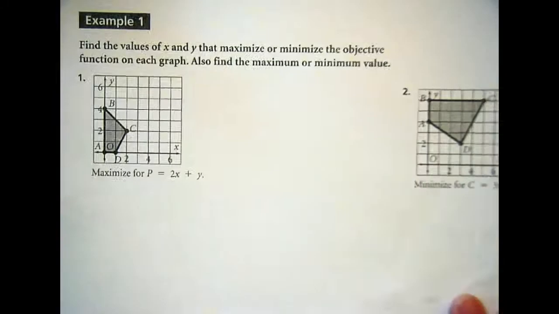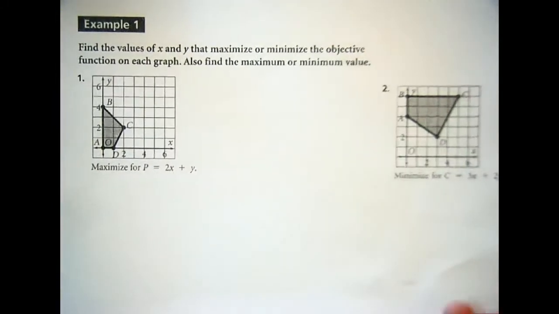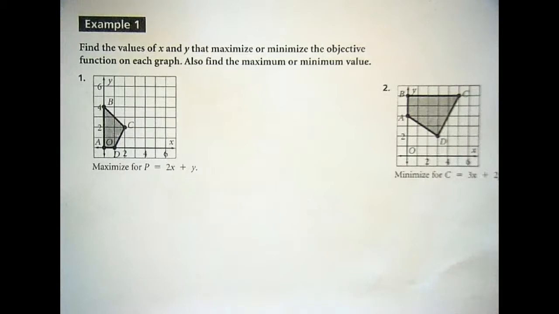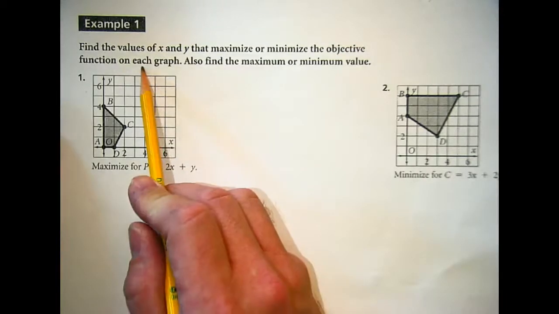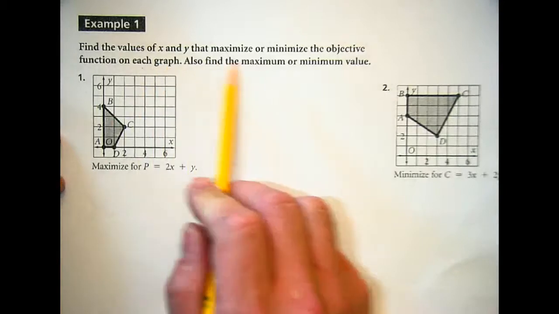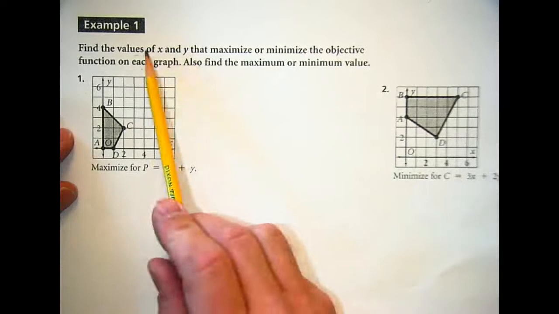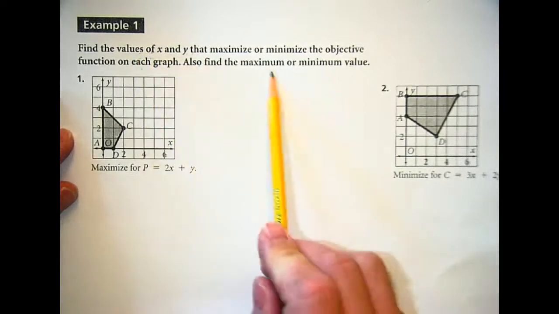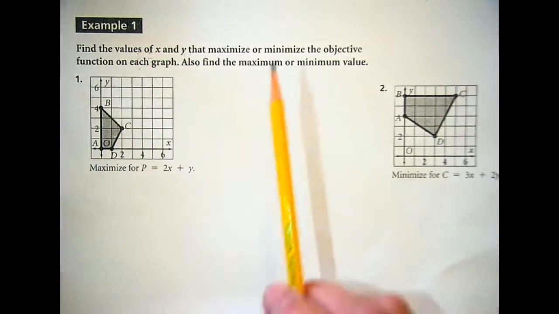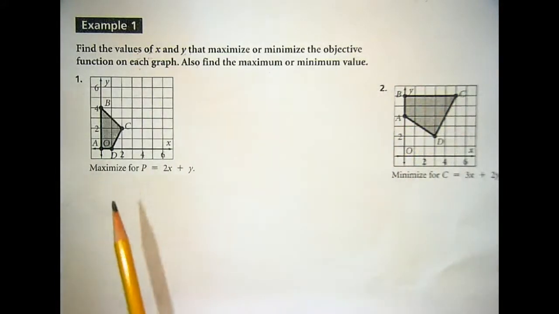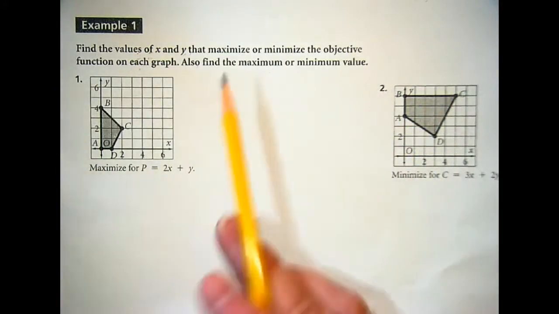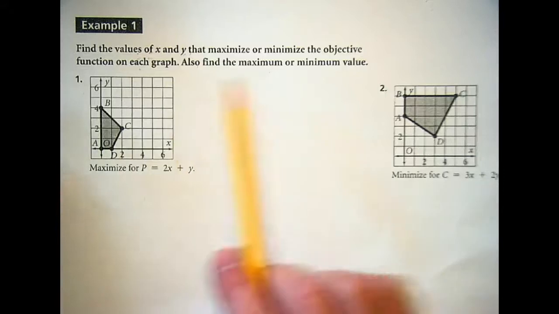Let me pause. On number 1, I want you to read through the instructions real quick on your own. Find the values of x and y that maximize or minimize the objective function on each graph. Also, find the maximum or minimum value. So you're looking for 2 things: a coordinate and a value. Pay close attention to instructions on these. I know teachers say that all the time, because they want you to read them, but you really have to pay attention to what they're asking for.